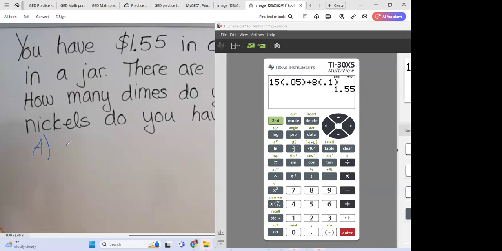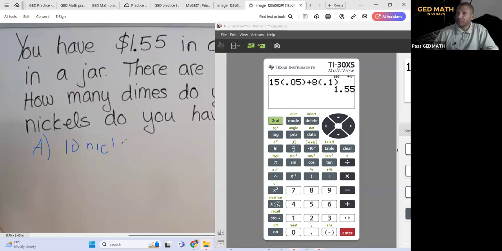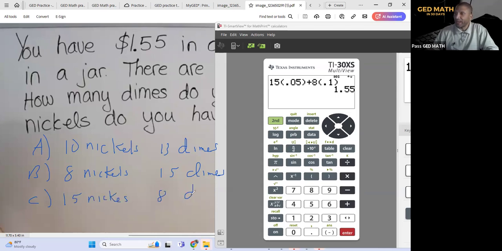A is 10 nickels, 13 dimes. B is 8 nickels, 15 dimes. C is 15 nickels, 8 dimes. D is 20 nickels, 3 dimes.